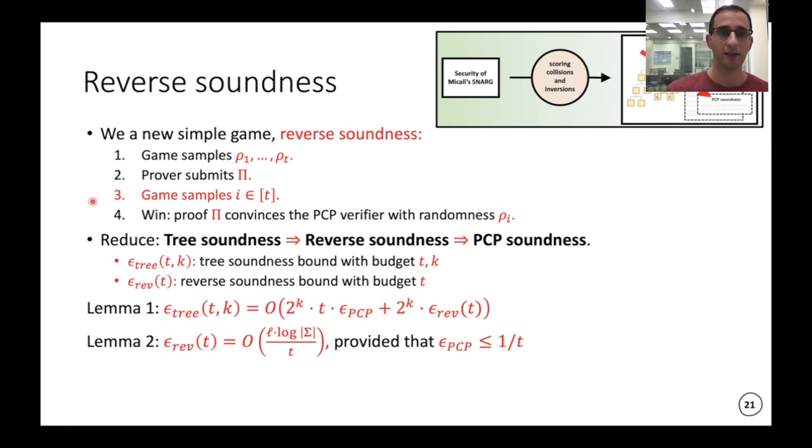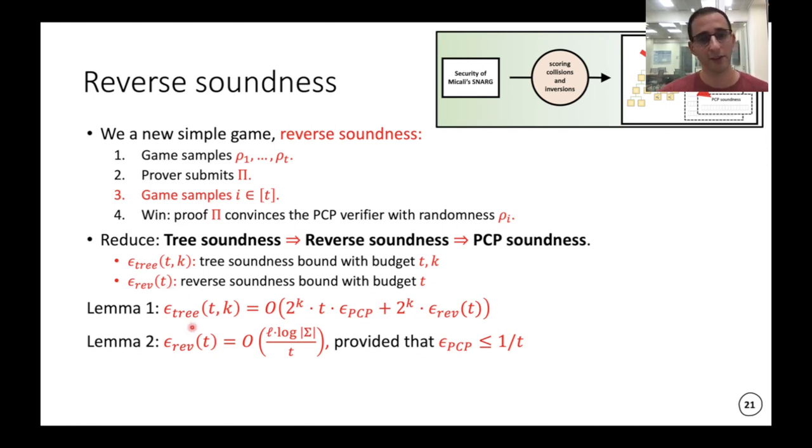Our main result here is that you can reduce tree soundness: you can take the success probability of the prover in the tree soundness game and reduce it to the reverse soundness game, and then you can reduce this back to the standard PCP soundness. Let me specify the two lemmas. We have epsilon 3, which is a function of T and K, where you have T actions and K is the budget. The reverse soundness has only the parameters K and T.